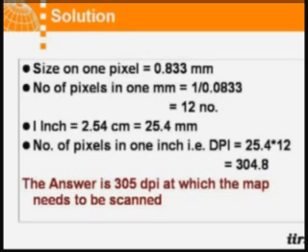So let us calculate. We wanted to know DPI, dots per inch. That means, in 1 inch, how many dots are there? 1 inch is 2.54 centimeters, so it is 25.4 mm. The number of pixels in 1 inch: if we have 12 dots in 1 mm, how many dots are there in 25.4 mm? You just multiply 25.4 by 12, and you get the total number of dots. It comes to around 304.5, so the map needs to be scanned at something like 305 dots per inch.